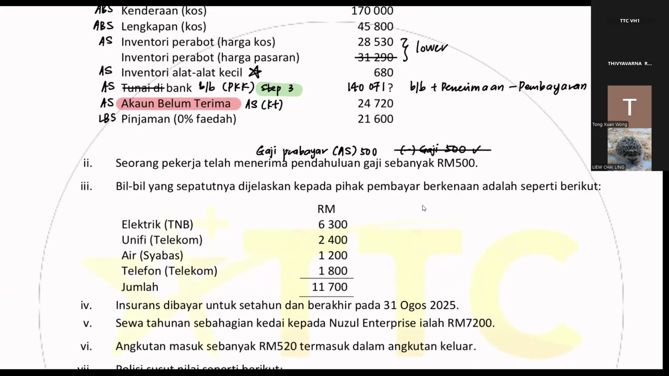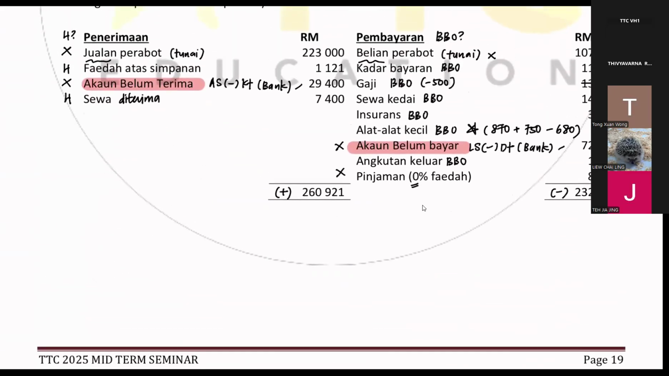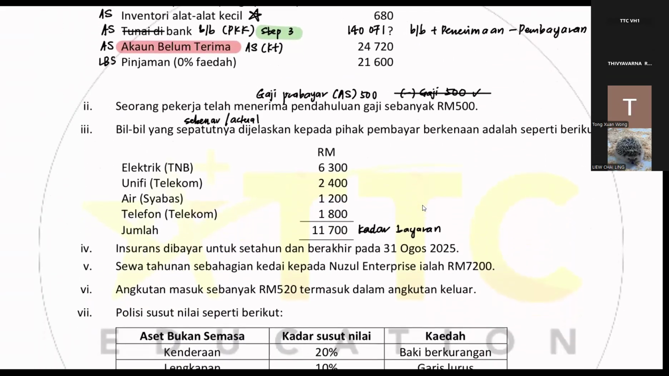Number 3, bil sepatut dijelaskan. Sepatut, that means sebenar. This is the actual value that we should pay. So our real kadar bayaran should be this value. So we have to adjust lah to see whether we paid too much or too less or not. Okay, and go to kadar bayaran, change the value, get the actual value to be recorded in APO, 11,700. Okay, we adjusted this already, right? So make a remark, adjusted.